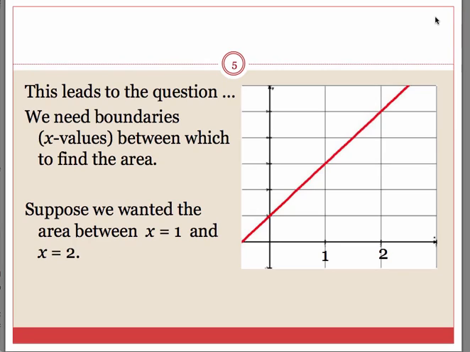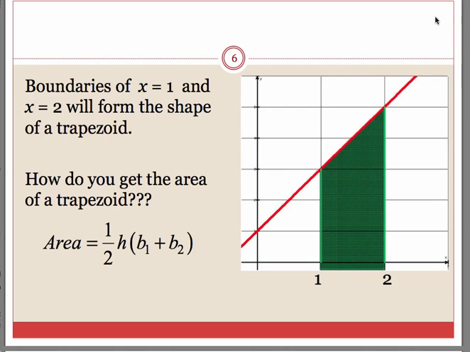But that leads to another question: we need boundaries between which we're going to find that area under the curve 2x plus 1. So suppose we were to consider finding the area between x equals 1 and x equals 2. If you look at it sideways, tilting your head left or right, it basically looks like a trapezoid. So one thing we could do is use our geometry rules to get the area of a trapezoid to find the area of that shaded region.